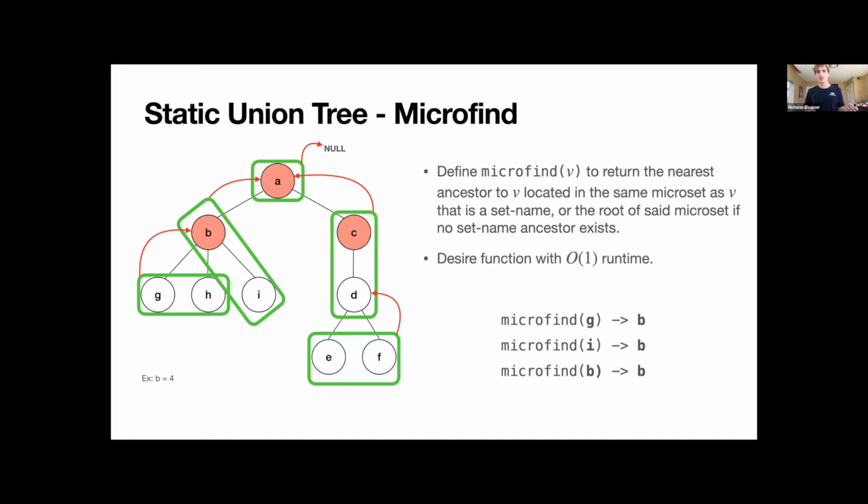So the first case is the microfind on G. There is no set name within this microset that is an ancestor of G. So we just return the microset root. The second case, I is in the same microset as B, and B is a set name, and B is also an ancestor of I, so we return B. And in the third case, we consider a node to be its own ancestor.